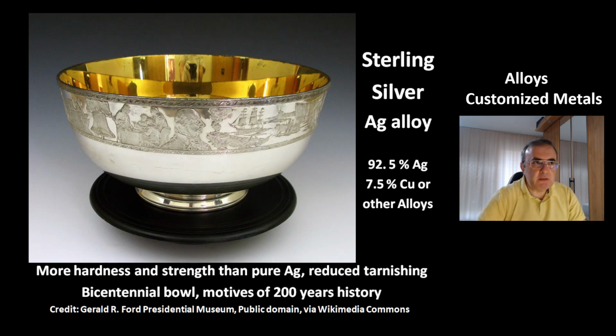Sterling silver is a silver alloy with up to 7.5% copper and other elements. Compared to pure silver, sterling silver has a higher hardness and strength, and it has reduced tarnishing. This picture shows you the bicentennial bowl with motifs of 200 years of history, and the inner parts are made of gold.